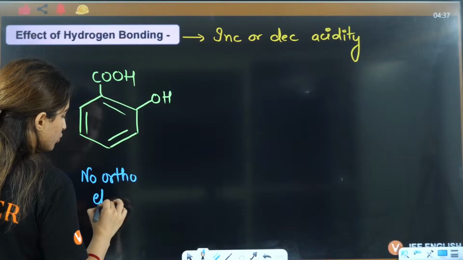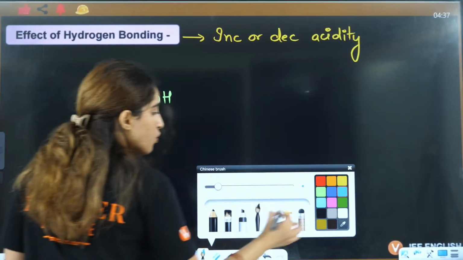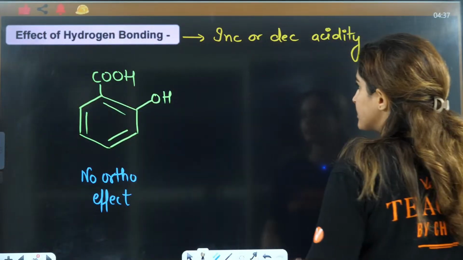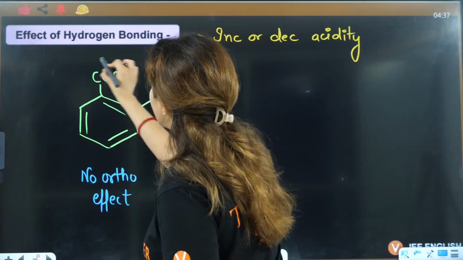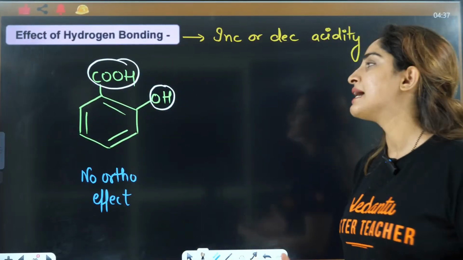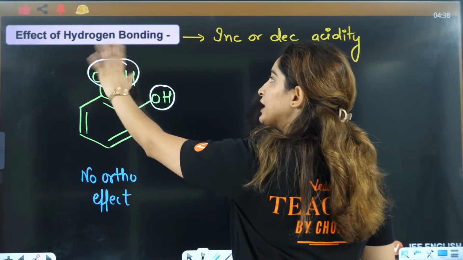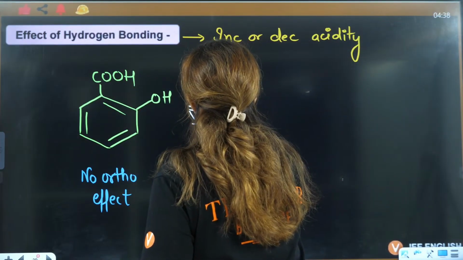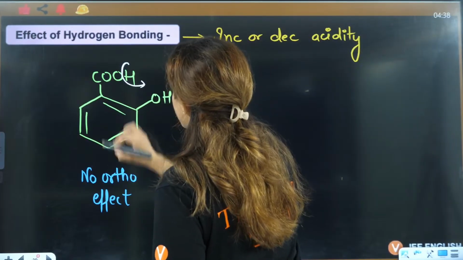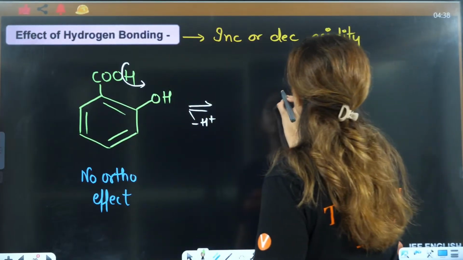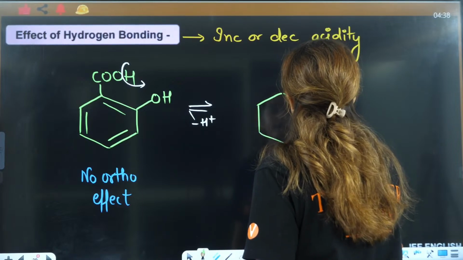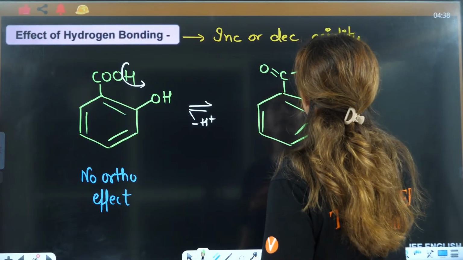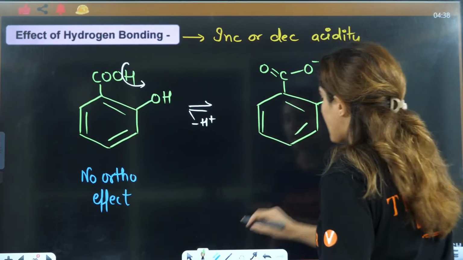No ortho effect here. But one thing: out of OH and COH, which has more acidic strength? Definitely COH, because it will form equivalent structures, right? So when it loses H positive, it will lose H positive from this one, and you will have the formation of the benzene with C double bond O, O negative, and this is OH.